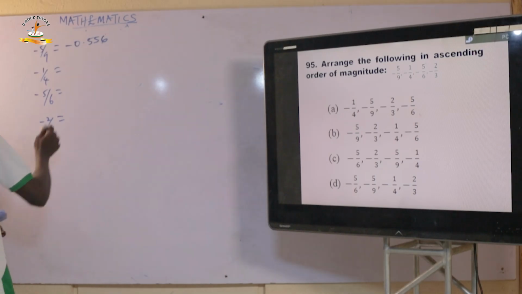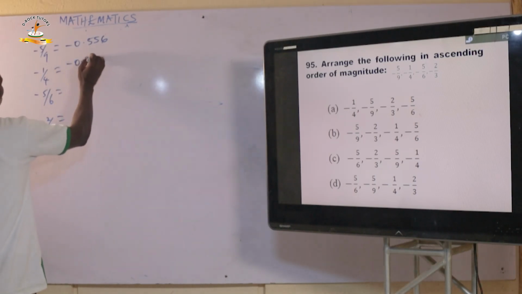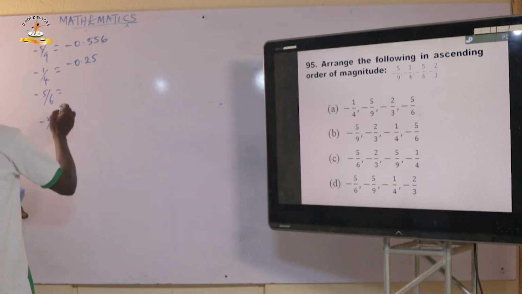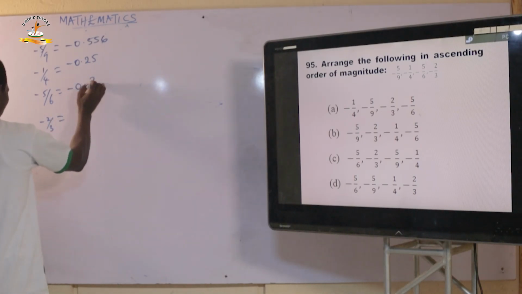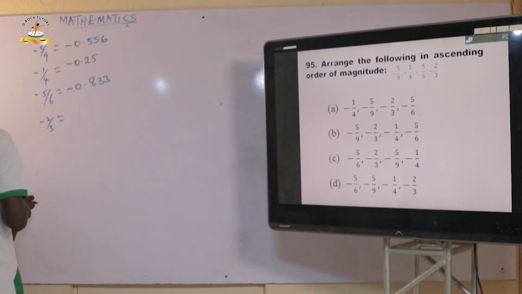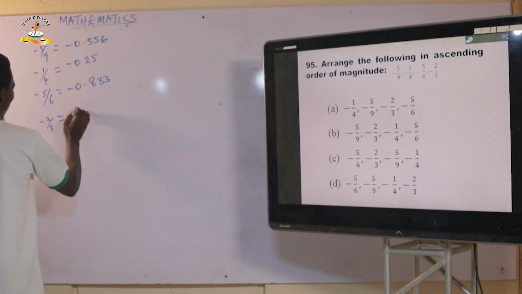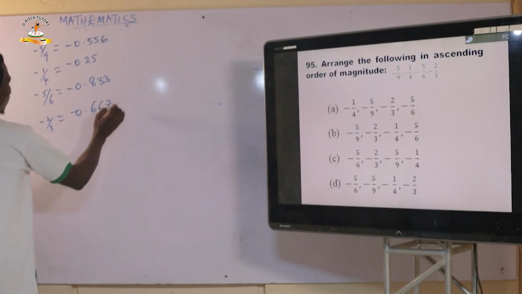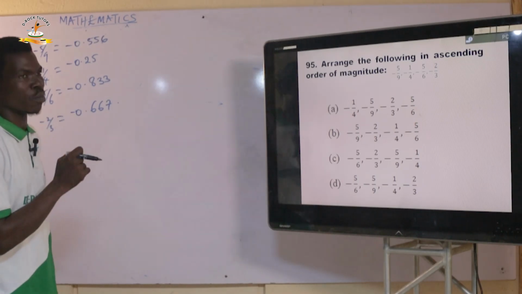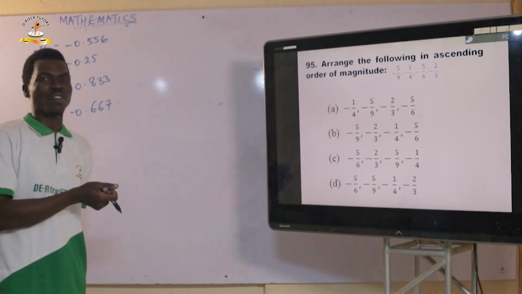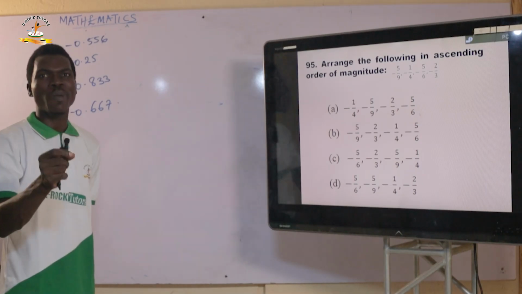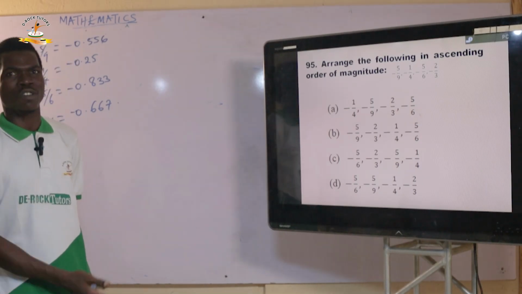Then minus 1 over 4 will be minus 0.25. This one will be 5 over 6. That is minus 0.833. And this one, minus 2 over 3, is minus 0.667. However, don't be carried away, because these are negative numbers. What do we learn from negative numbers? In negative numbers, the bigger negative number is lower than the smaller negative number.